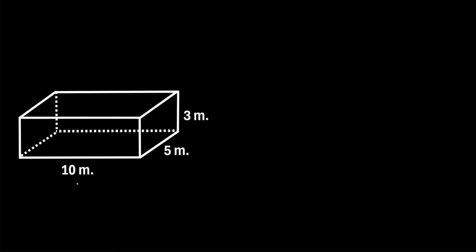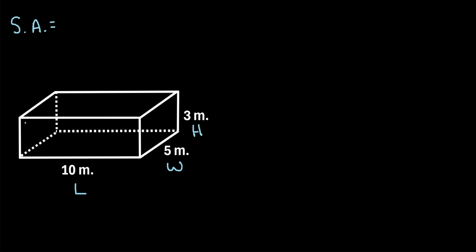So to calculate the surface area, we need to know the length of the figure. So let's say this 10 meters right here, this is the length. We also need to know the width. So we'll call this 5 meters right here, the width. And we need to know the height of the figure. So this 3 meters right here, this is our height. So to calculate the surface area, I'll abbreviate it as SA.